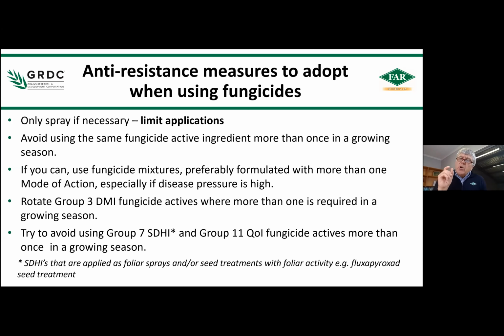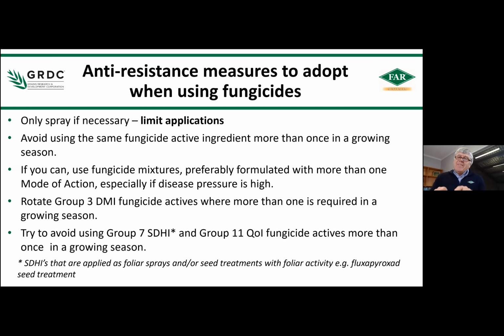And although it's not the same as 2 modes of action, trying to rotate those group 3 DMIs may have small effects at delaying resistance development in the early stages. So if you're using epoxiconazole successfully, try and alternate it with something else every so often. Or if you're using prothioconazole, try and use something different the next time around.